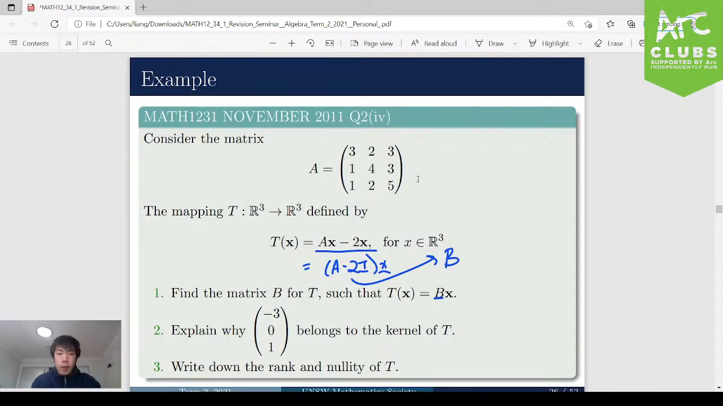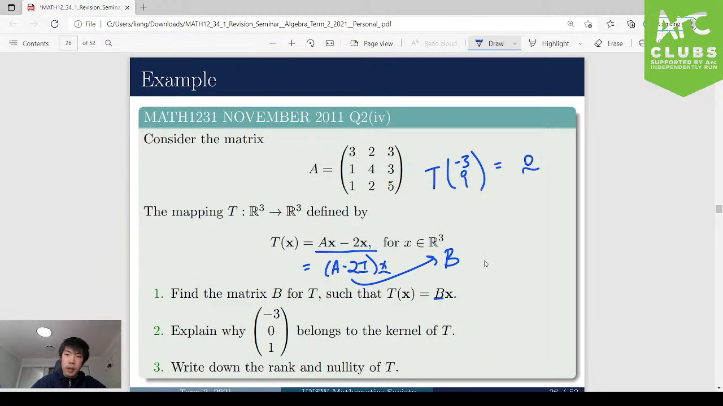Explain why (-3, 0, 1) belongs to the kernel of T. Remember, in order for something to be in the kernel of T, it means that when you place that in your mapping, taking T of (-3, 0, 1) will send you to the 0 vector in the codomain. That's the way we're going to prove that it belongs in the kernel. We're going to transform this vector by this particular mapping B or T. B is now the matrix representation of T, so we're going to evaluate B of this vector, and that should send us to the 0 vector.